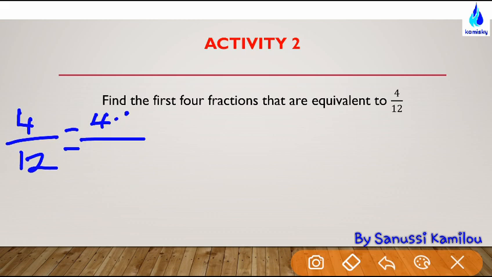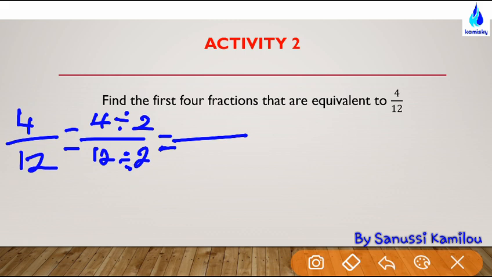So 4 divided by 2. We said that we should do the same thing at the top. Whatever we've done at the top, we should do it at the bottom. Don't forget that we already said that multiplication or division can be used. That's why I'm using division here, because I want to get the lowest ones. Okay, now 12 also will be divided by the same number, which is what? 2. So let's move to the next level.